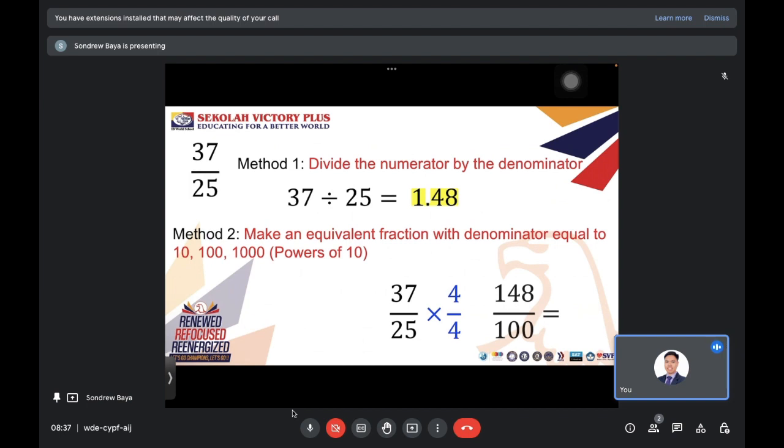Again, 148 is just equal to 148.0. Now, when we divide by powers of 10, we move the decimal to the left. We have two zeros for 100, so we move it two locations to the left as well. 1, 2. Alright? And thus you get 1.48. See, the answers are the same.